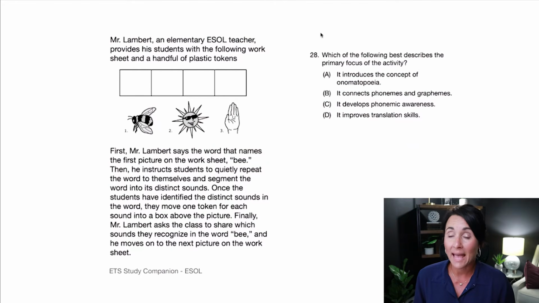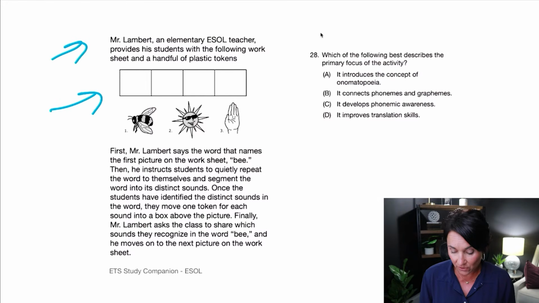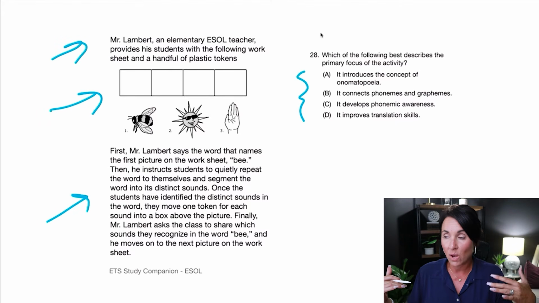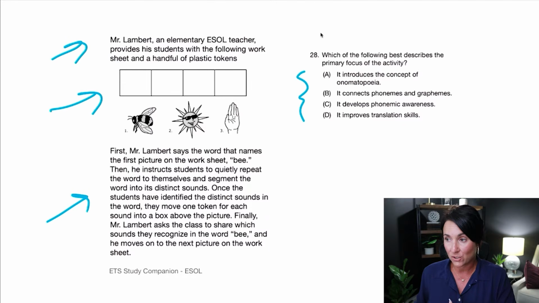All right, and now for our last 2 questions. I love this question. It's in the study companion. It's very well written, and it shows the differences in skills that I want to talk to you about as we work through this. A lot of people would get freaked out by this. There's a picture here, a scenario, a long situation, and then we're here. But we always want to work backwards and think about our ESOL skills while we're doing it. So let's start with the question and what we're being asked to do. It says, which of the following best describes the primary focus, that means the main thing happening in this activity?